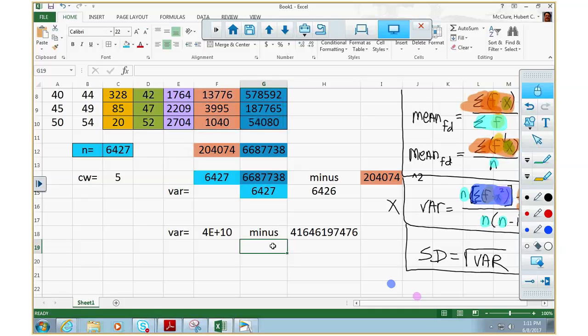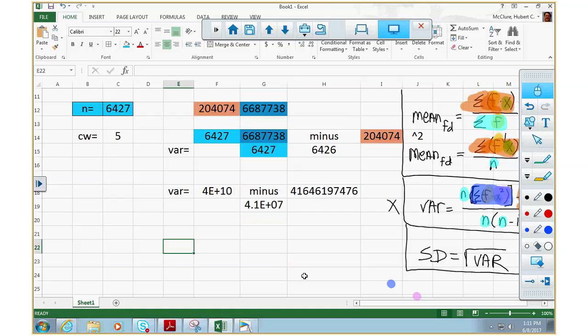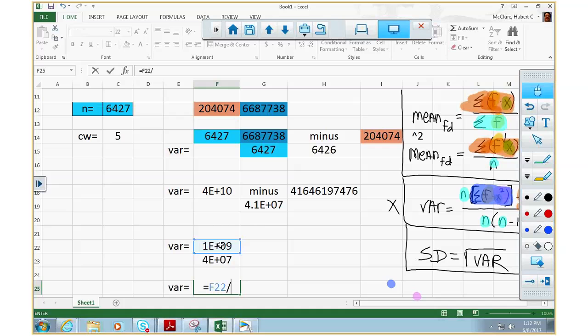So the next thing is equal to this times this. And this line right here is when you're going to see if you get a negative or not. Variance is equal to this number minus this number, divided by this number. And the variance is equal to this number divided by this number.